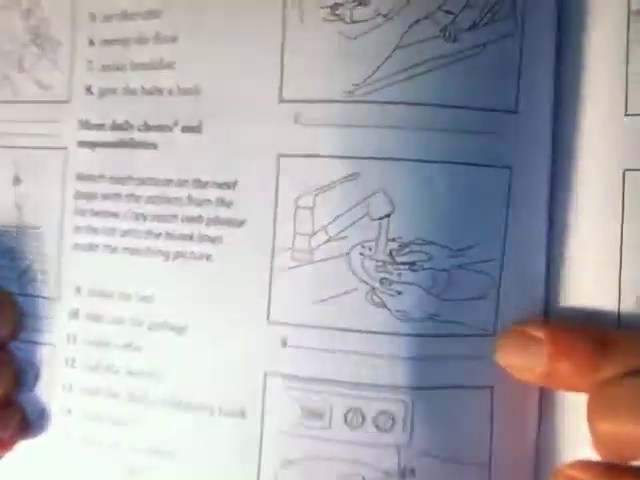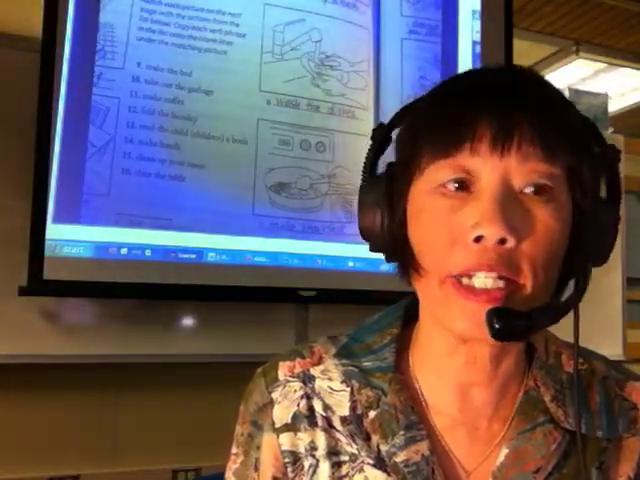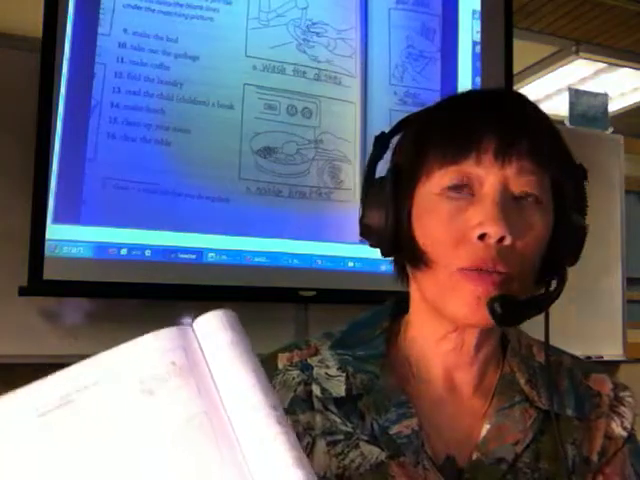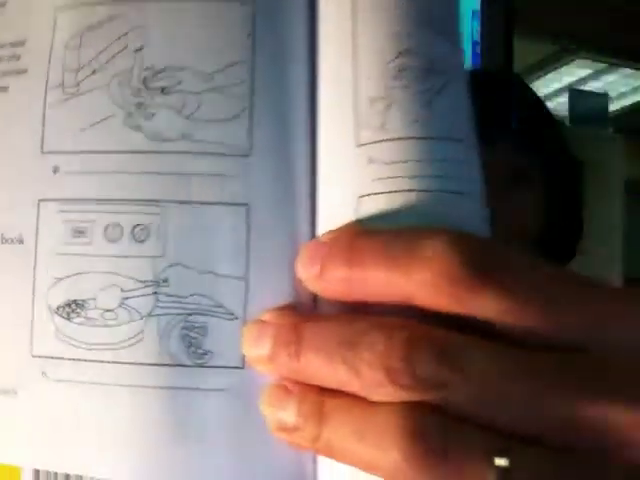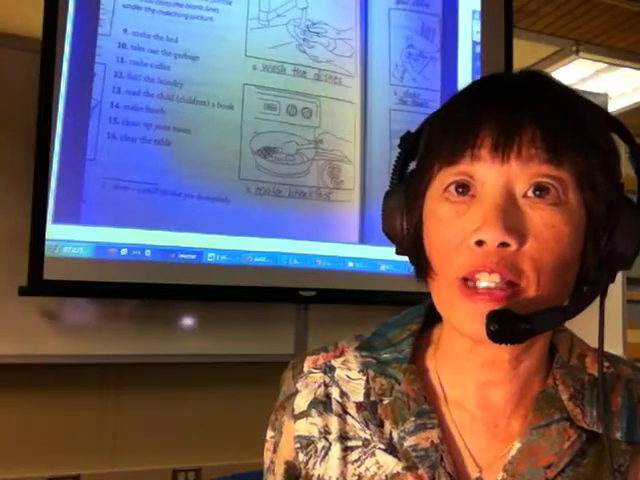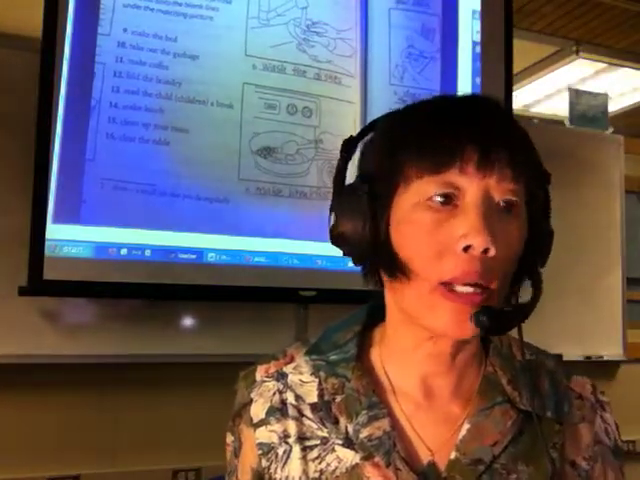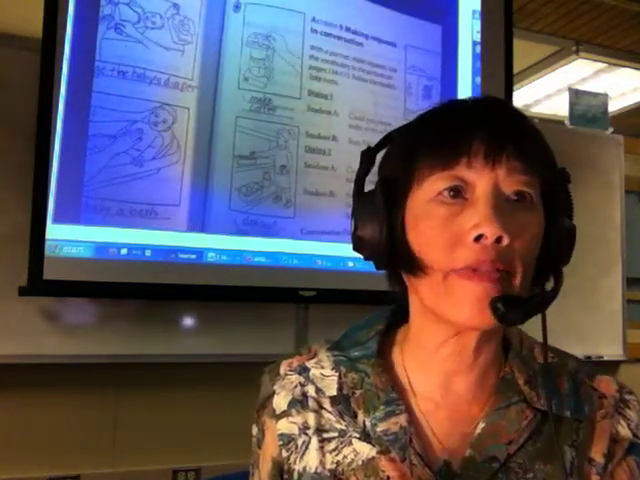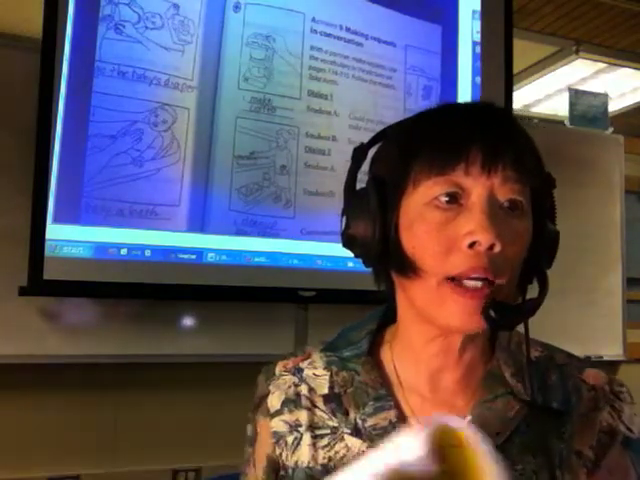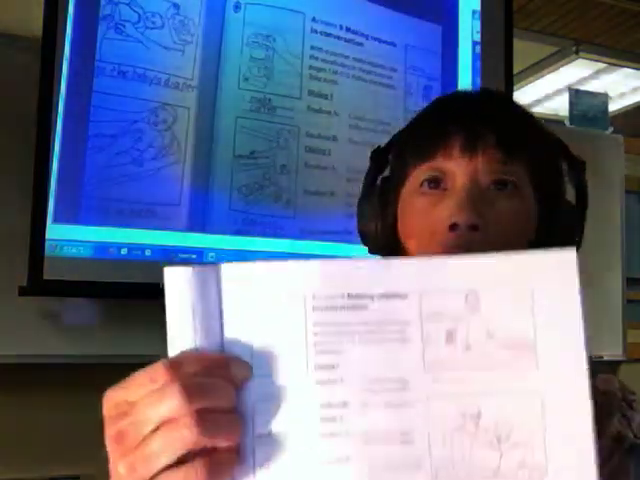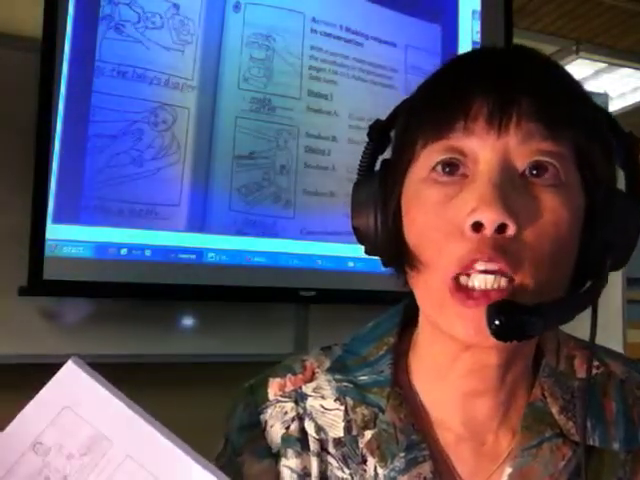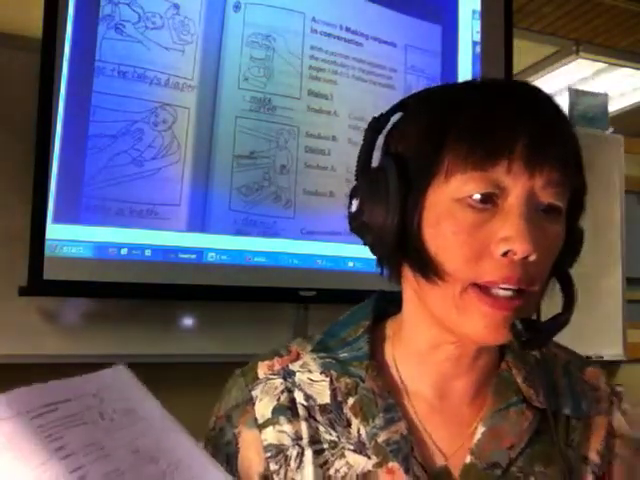So give the baby a bath. Picture G, what do we have here? Wash the dishes. In picture H, what's going on? What's the verb? Make breakfast. Okay, and in activity 9, we have more pictures. Picture I. What's the action here? Make coffee.